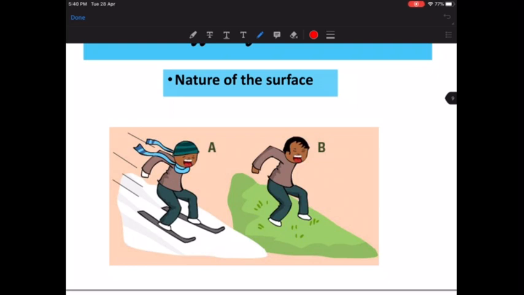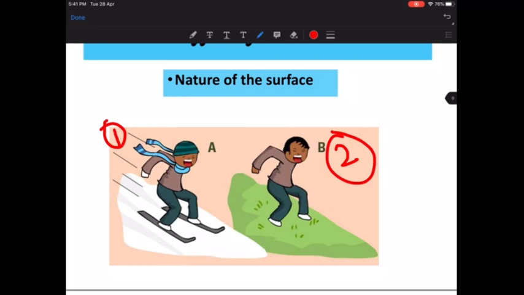Here you have two boys, and they are trying to slide down two types of surfaces. The one on the left is trying to slide over the snow, and the other one is just trying to slide down over a normal grass surface. So which one do you think is going to come down first? Is the boy who is trying to slide on the snow, using some sledge, going to slide down first, or the other boy who's trying to slide over the surface of the grass? The answer is very obvious.